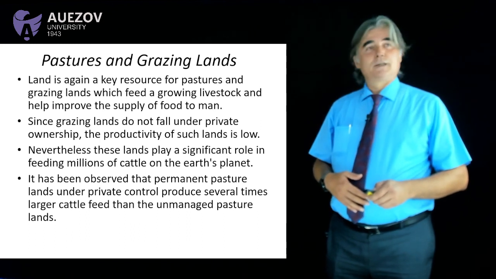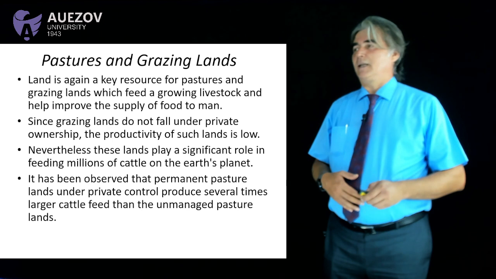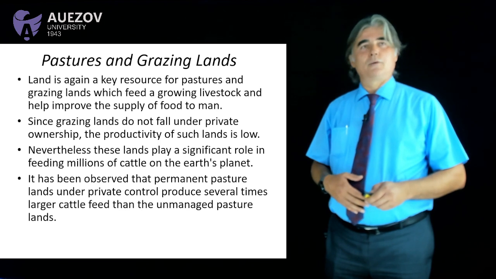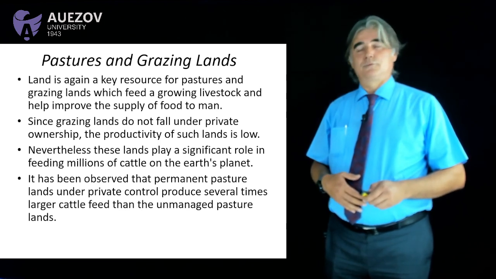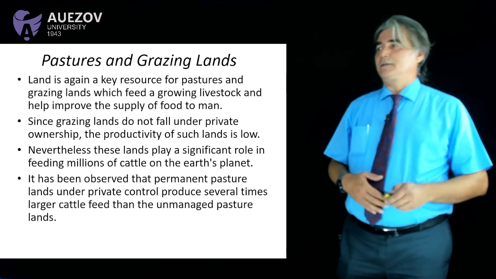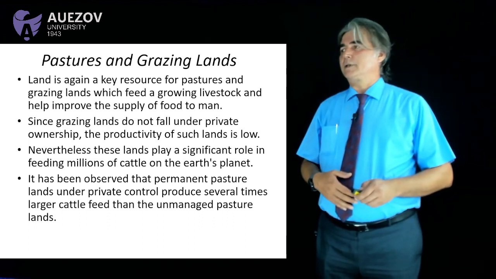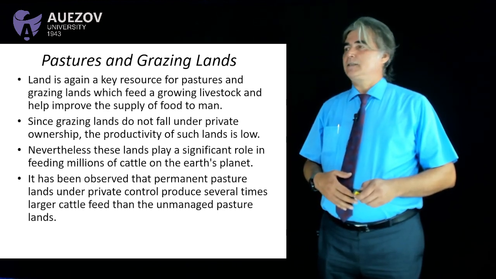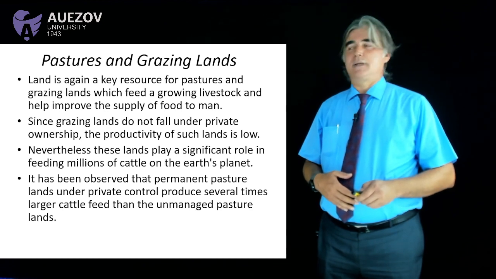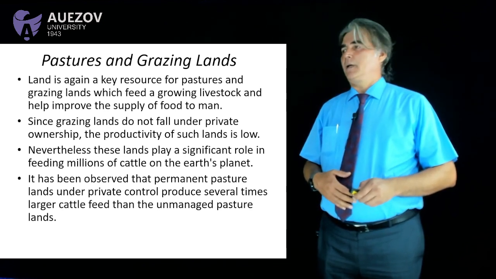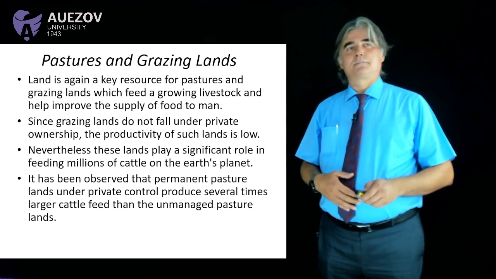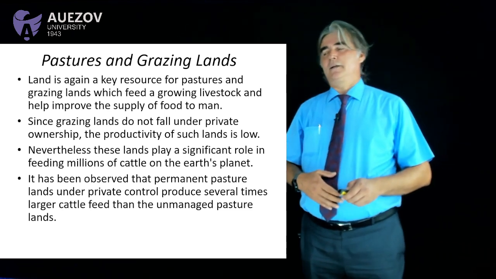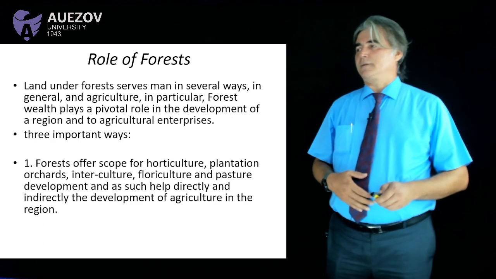Also, land is a key source for pasture and grazing lands, which feed a growing livestock and help improve the food supply to humankind. Since grazing lands do not fall under private ownership, the productivity of such land is very low. Nevertheless, these lands play a significant role in feeding millions of cattle on the Earth, and it has been observed that permanent pasture land under private control produces several times larger cattle feed than unmanaged pasture lands.